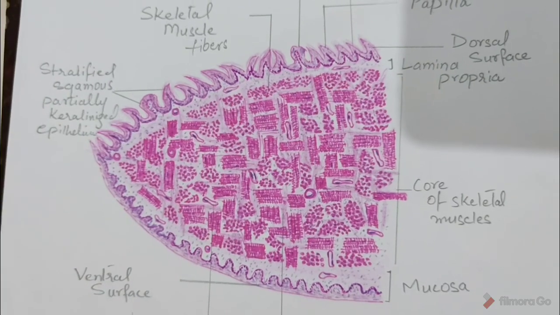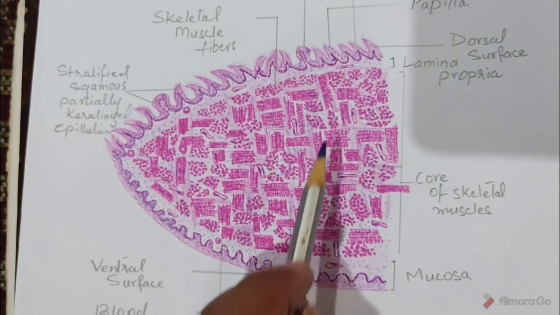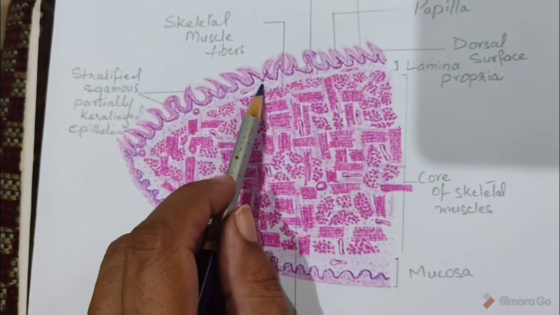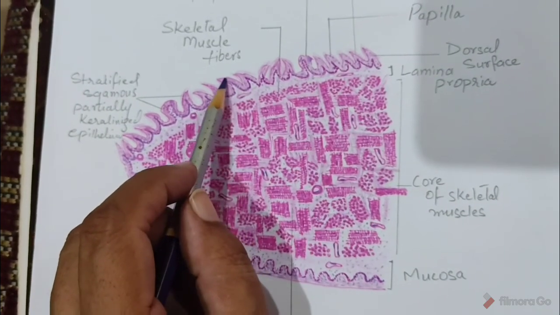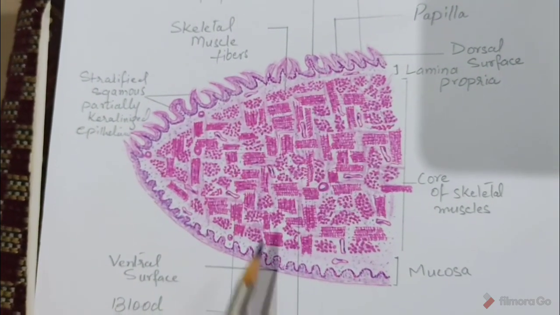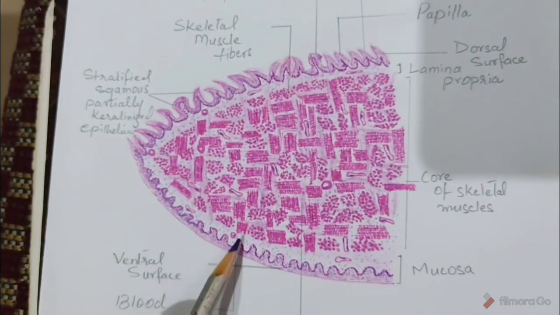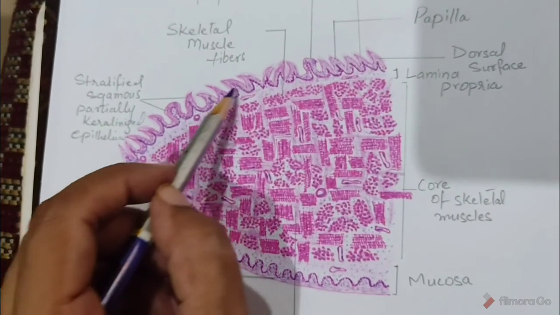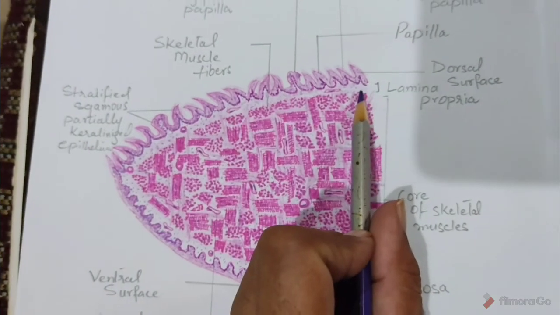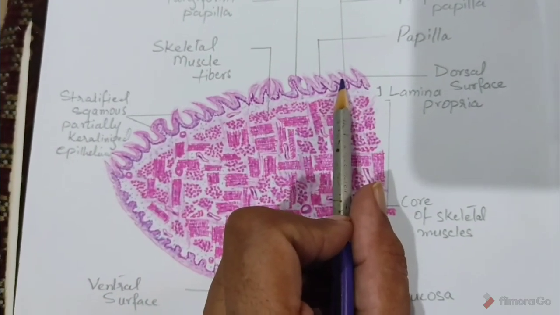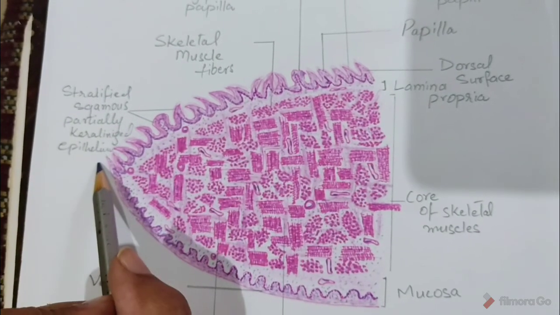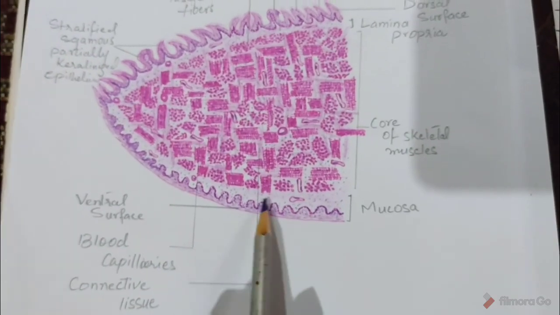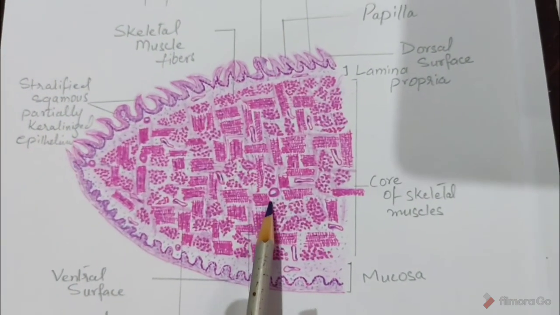Okay, so this is the final product. So you can see the skeletal muscle core and the lamina propria and the dorsal surface and ventral surface. The dorsal surface has papilla and the ventral surface is devoid of papilla. So here is the lamina propria, the epithelium, stratified squamous partially keratinized epithelium, the ventral surface, the blood capillaries, connective tissue going inside the muscular layer.